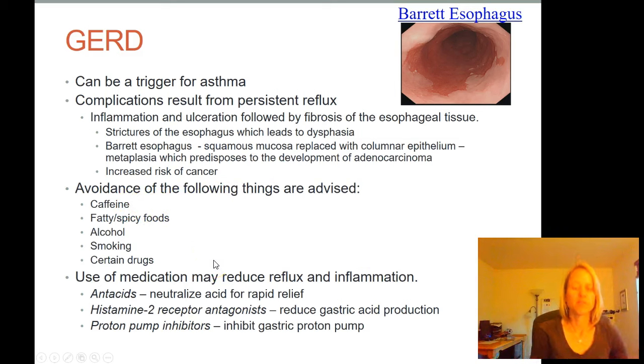There's some use of some medications that can help reduce reflux and inflammation. Antacids help to neutralize acid for rapid relief, such as Tums. Histamine 2 receptor antagonists reduce the gastric acid production. And then we also have proton pump inhibitors to inhibit the gastric proton pump.